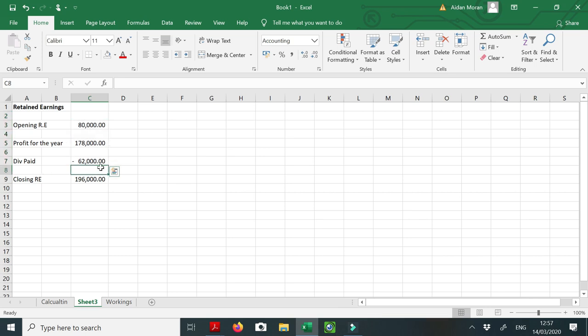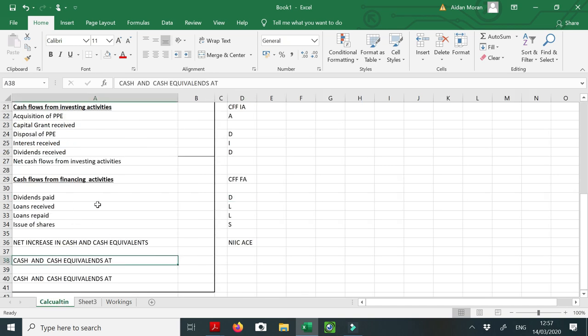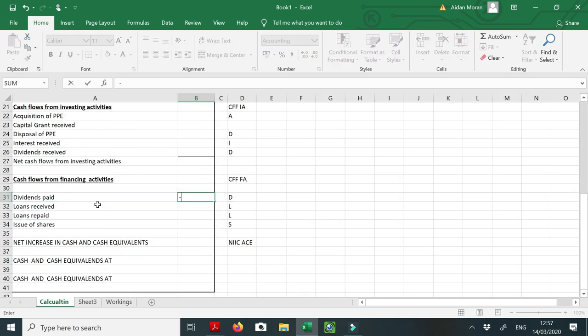So I've got dividends paid, interim dividend paid, note number 1 of 62,000. Pop it in. So dividends paid, it's going to be, don't forget, minus sign 62,000.